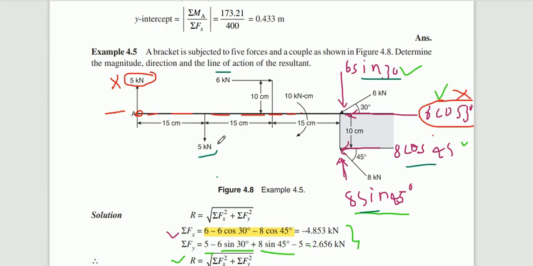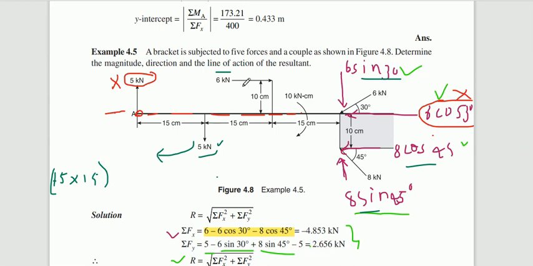So what is the moment of 5 kilonewton with respect to point A? Just tell me the moments fast. I will write here. What is the moment due to this force? 5 into 15. Direction? Positive. It is clockwise. Therefore it is positive. Bracket is very important.